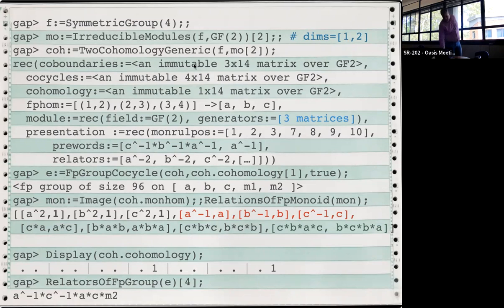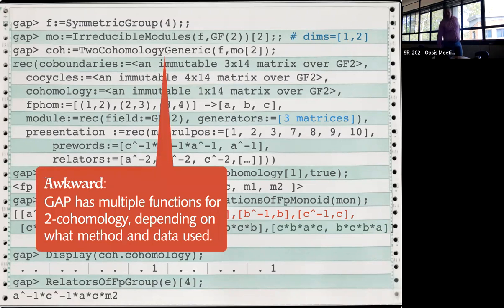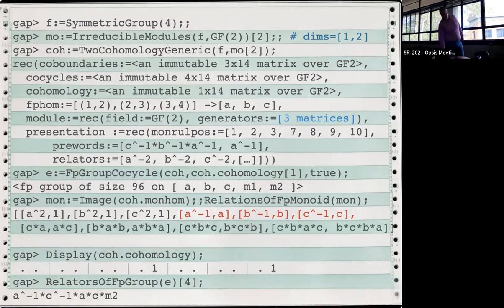The function is called 2 cohomology generic, and that is a slightly awkward setup because 2 cohomology on its own was defined with a particular syntax that only worked for solvable groups. So that's why it has the generic in the name. It returns a record with a couple of components. Now, what information am I storing there?